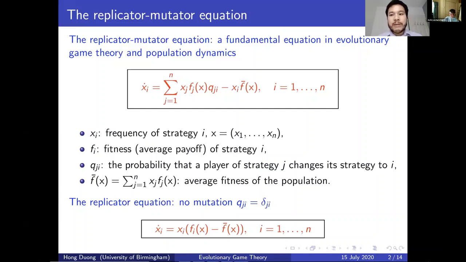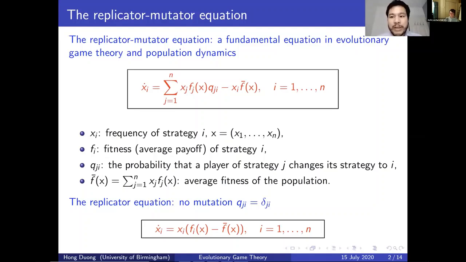In this equation, this equation shows the evolution of the frequency xi. On the right-hand side, fj is the fitness, or average payoff, of the character j. qji is the probability of a player using character j changing to character i. And f bar is the average fitness of the population. The key in this equation is that it takes into account both selection and mutation mechanisms.